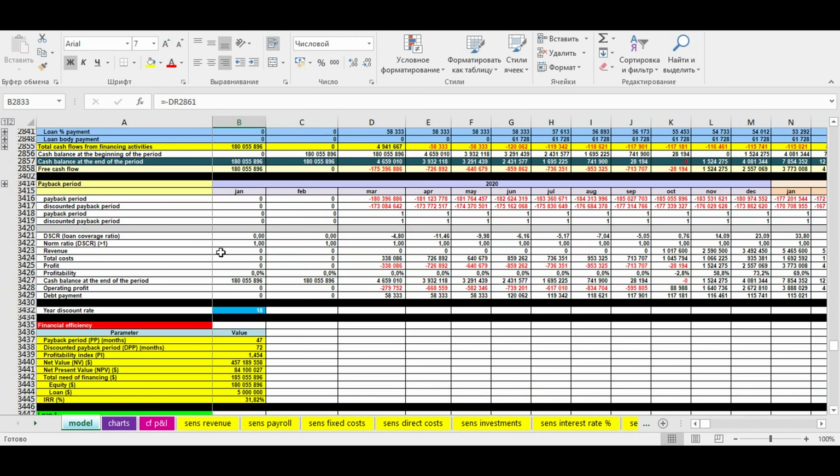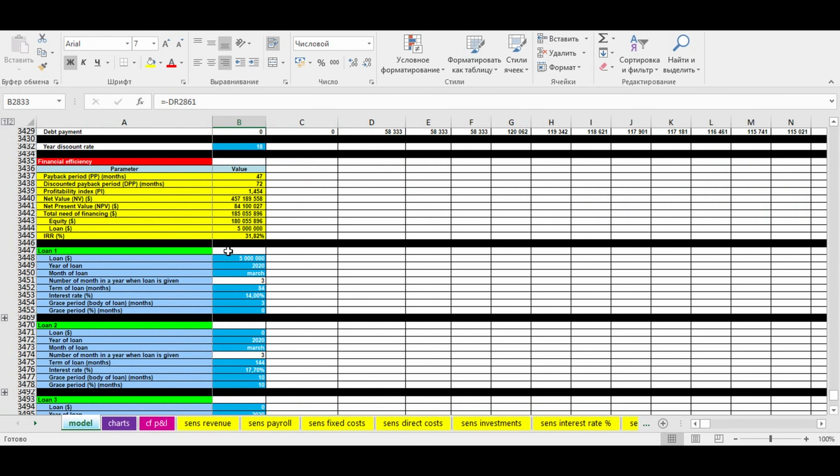If you see that total financing is bigger than amount of money you have, you can add loan parameters. Amount of loan, month and year you get it, a loan term in months, interest rate, and grace period for interest and body payment of the loan.